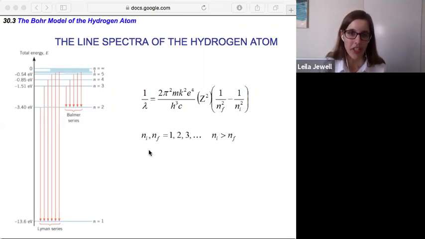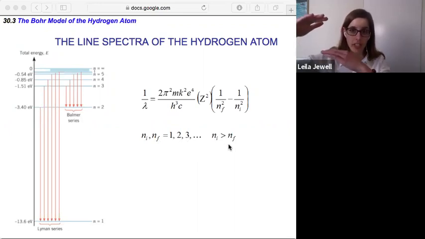Bohr, in his theory, came up with this equation that 1 over the wavelength is equal to a whole bunch of constants times Z squared times the quantity of 1 over n final squared minus 1 over n initial squared, where n initial and n final are both just integers, but n initial must be greater than n final. You have to start at a higher energy level and then fall to something lower in order to give off a certain wavelength of light.